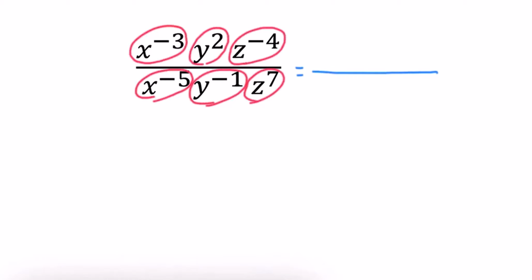So let's start with the top. X to the negative 3. It has a negative exponent, so move it to the bottom. Y to the 2nd, positive exponent, it remains on top. Z to the negative 4, negative exponent, so move it to the bottom.